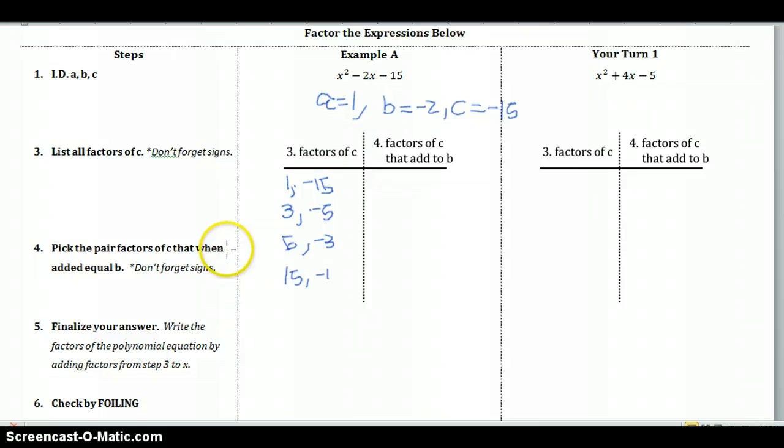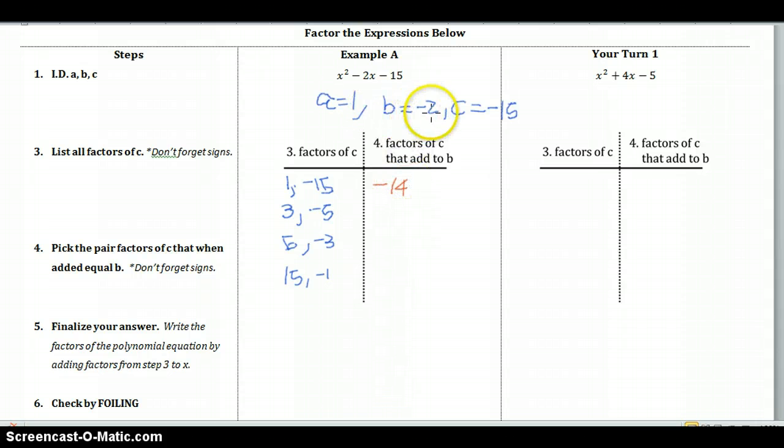Step 4 tells us to pick the pair of factors of C that when added equal B. So we listed our factors of C. Now what we need to know is which of these factors, when added together, will give us B. Let's start off with our first pair of factors. If I add 1 and -15, what do I get? I get -14.